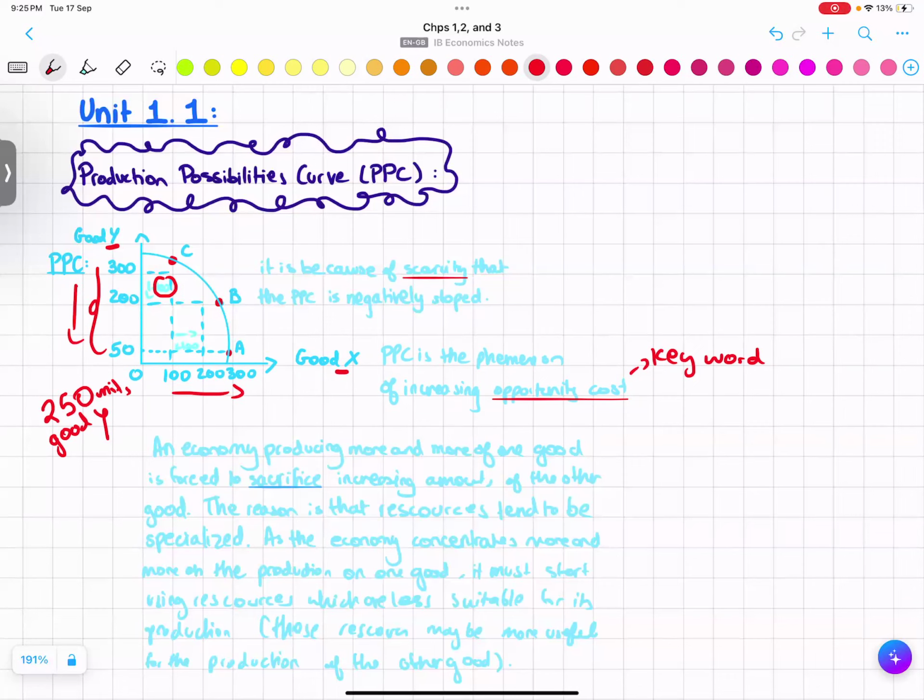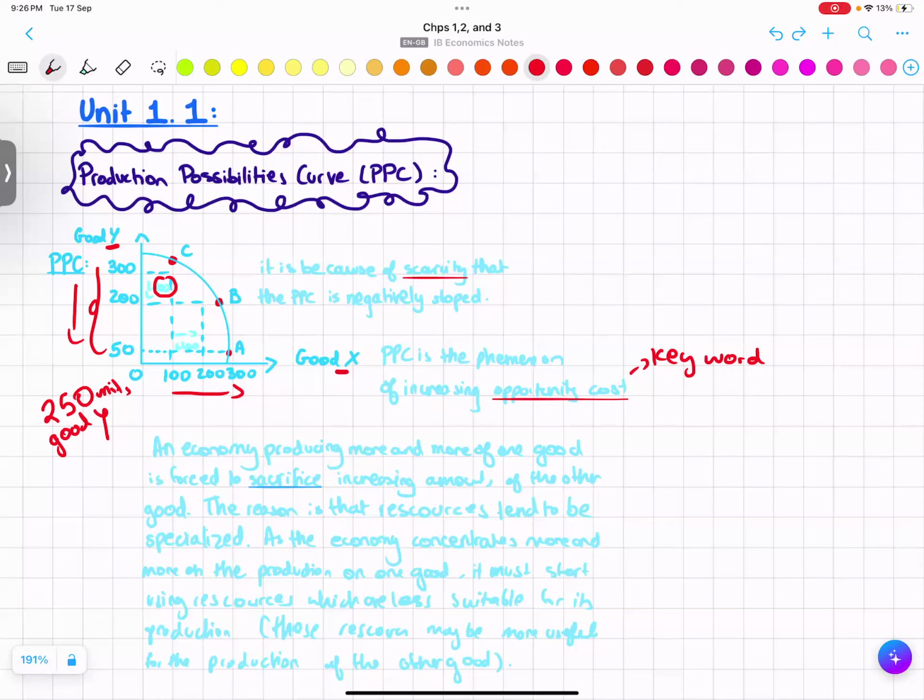So basically, an economy producing more and more of one good is forced to sacrifice. Again, the keyword is already underlined: sacrifice increasing amounts of the other good. The reason is that resources tend to be specialized, okay? As the economy concentrates more and more on the production of one good, it starts by using resources which are less suitable for its production. Those resources may be more useful for the production of the other good.